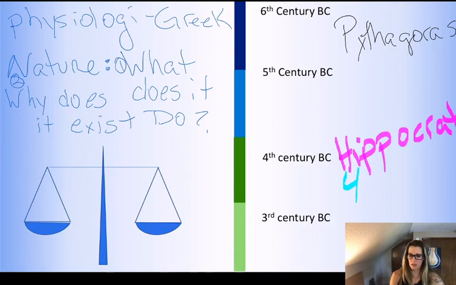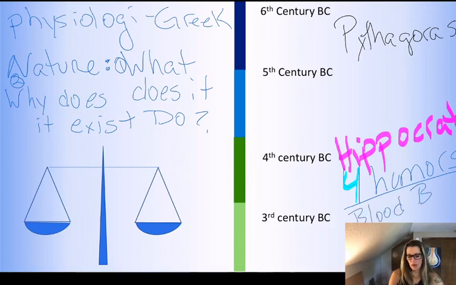No, that color does not work. You cannot see that, can you? Let's see. Let's try this one. He believed that there were 4 humors in the body. These humors were blood, black bile, yellow bile. Does anybody know the last one? It's like what your granddad coughs up. Phlegm.